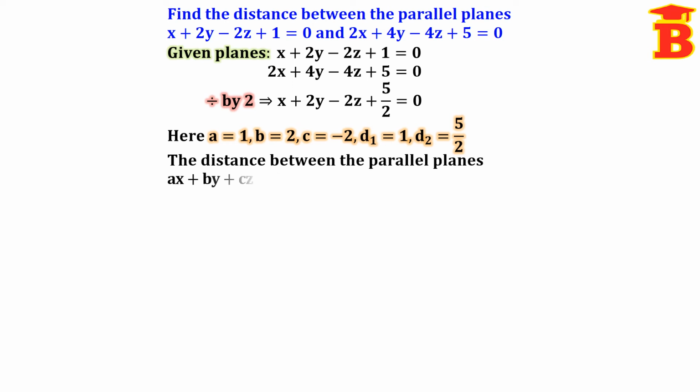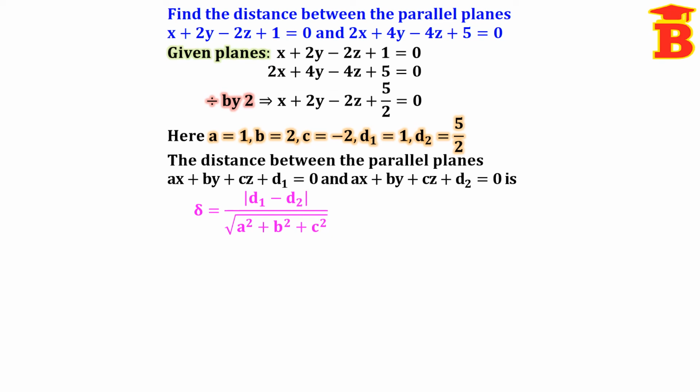So the distance between the parallel planes ax plus by plus cz plus d1 equal to 0, this is first plane, and ax plus by plus cz plus d2 equal to 0, this is second plane. These two planes are parallel, only the constants are different, that is d1, d2. Now write the formula, substitute the values, we can get the answer very easily. Delta equal to modulus of d1 minus d2 divided by root of a square plus b square plus c square.